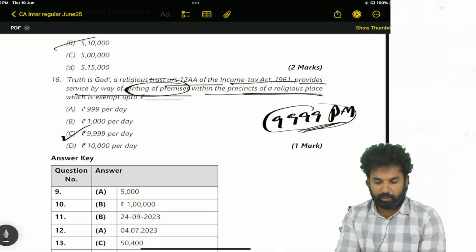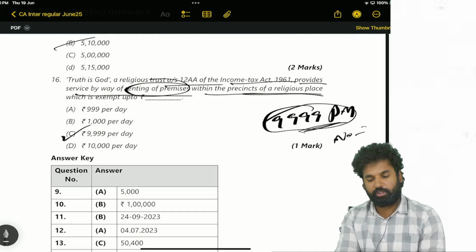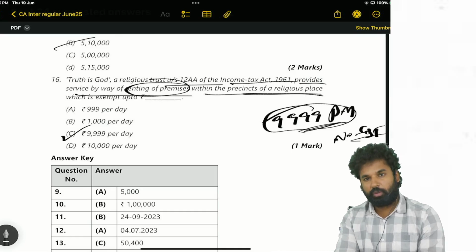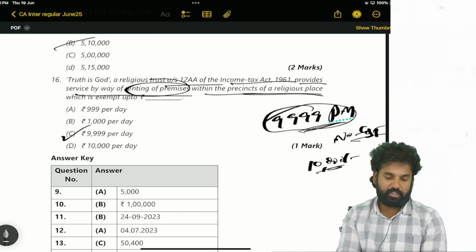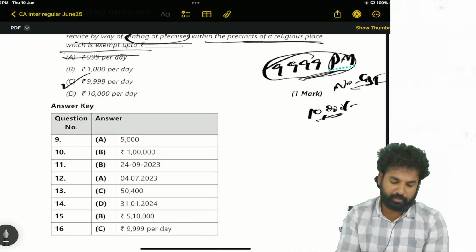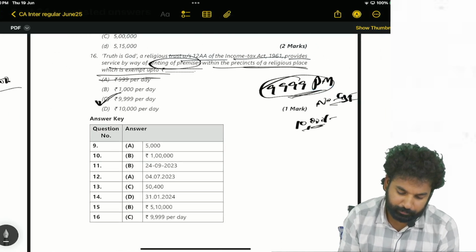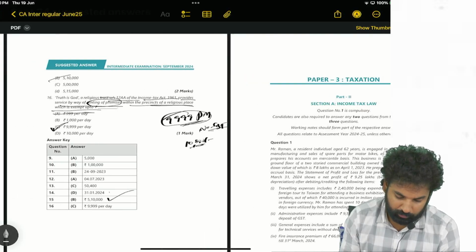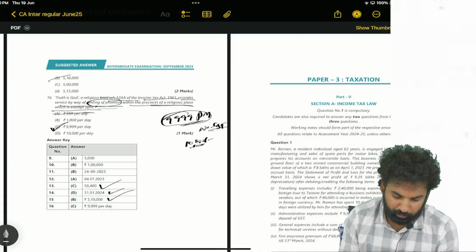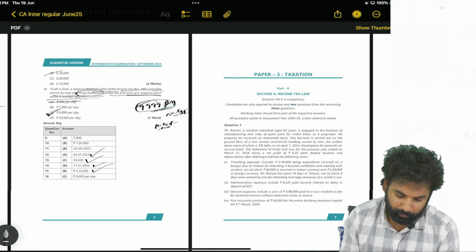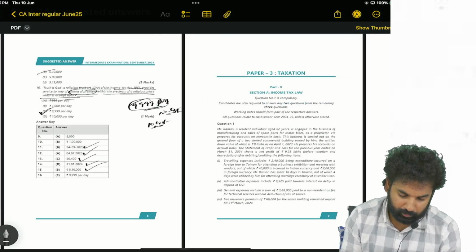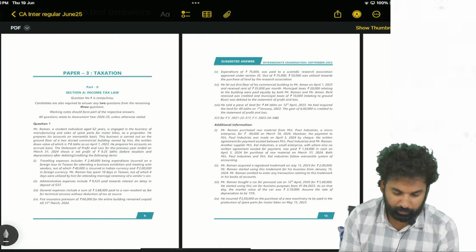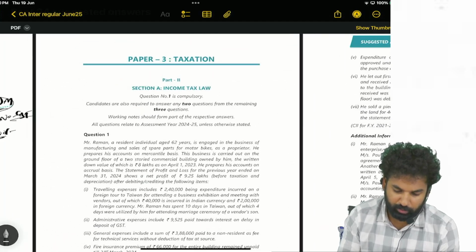That means up to this value there will not be any GST, exempt. More than that, that means 10,000 means taxable. So which is exempt up to 9999 per day. Okay, 5,10,000, 31st Jan, 50,400, 4723. Right, 1 lakh 5,000. Right, okay. So now we are moving to questions part.